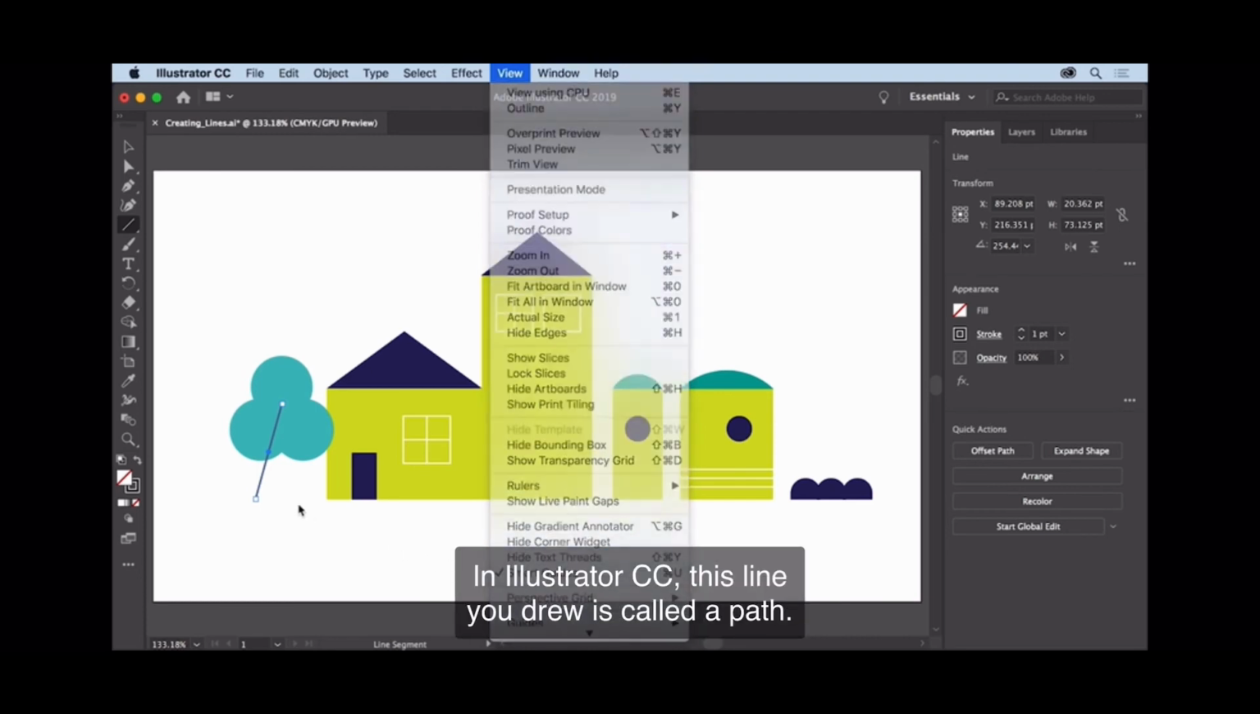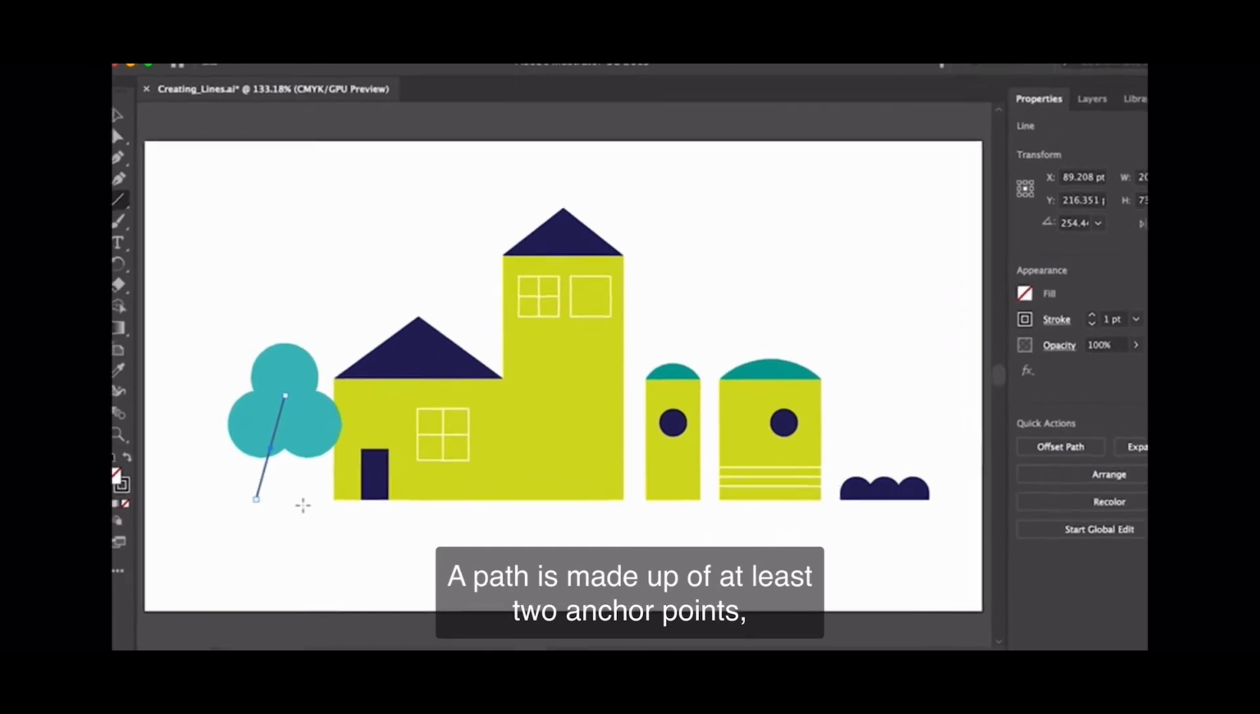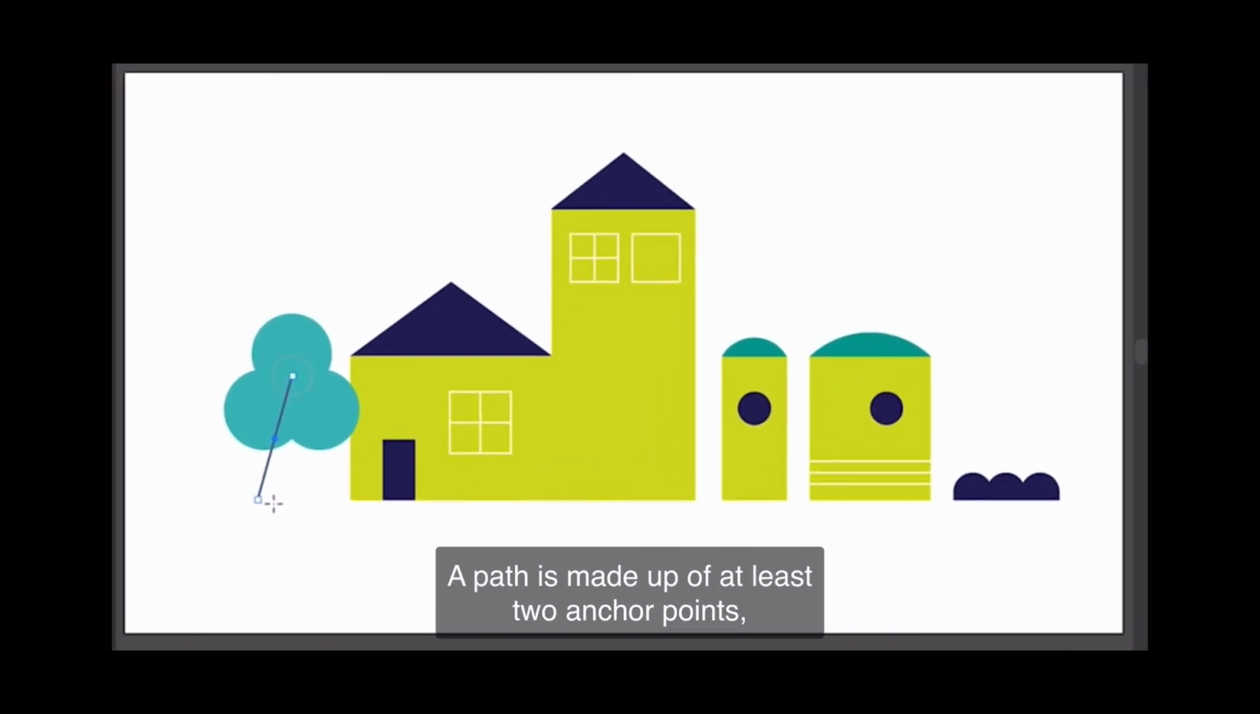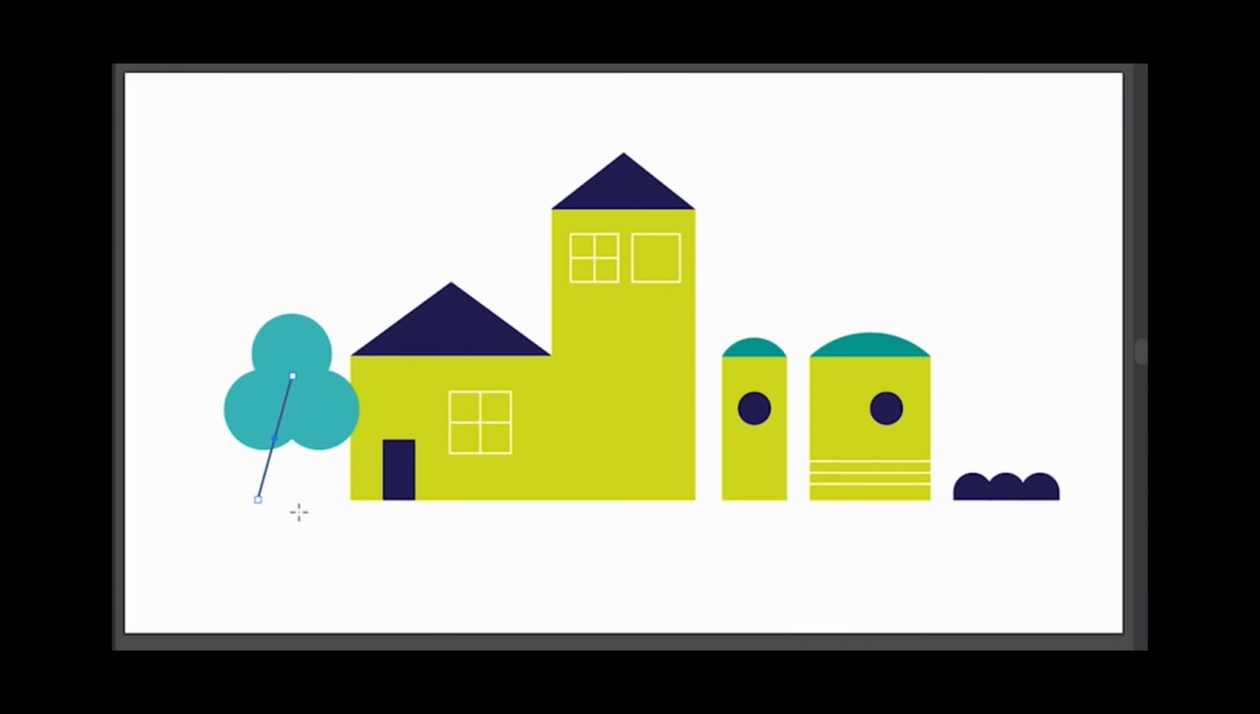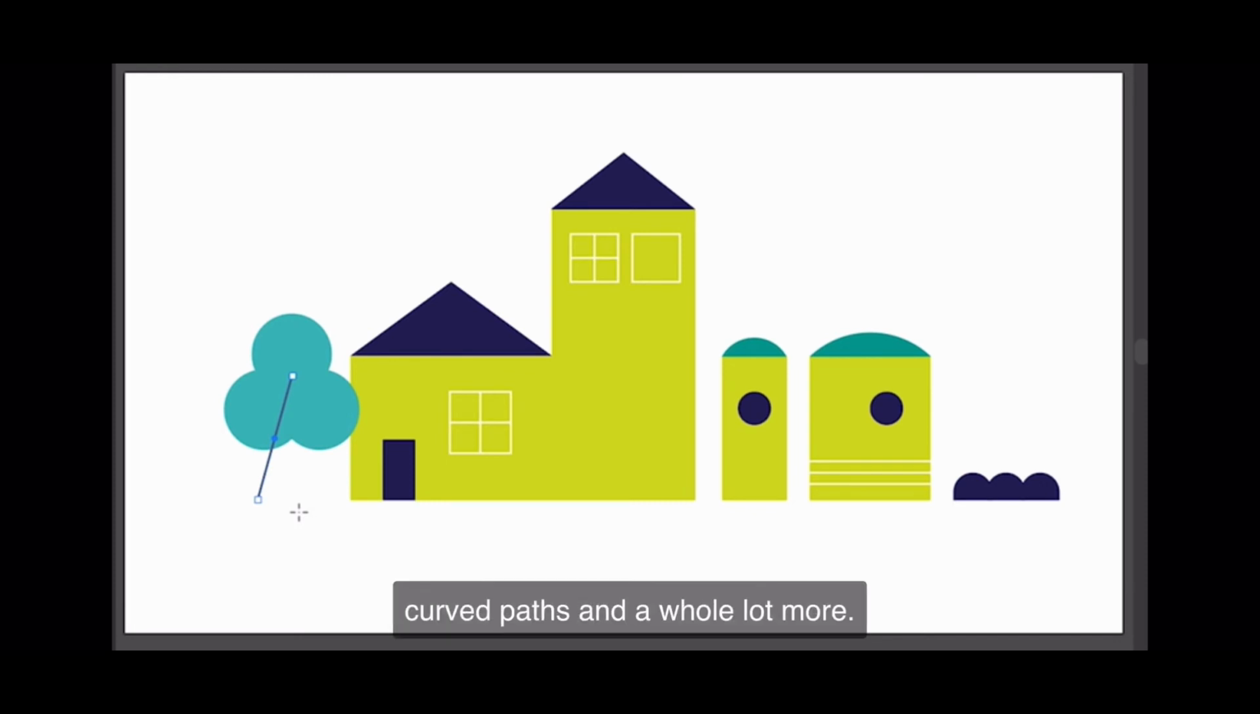In Illustrator, this line you drew is called a path. A path is made up of at least 2 anchor points. You can see them here on the ends of the line. And a line segment connecting those anchor points. We can create all kinds of paths in Illustrator. Straight paths or lines, curved paths, and a whole lot more.